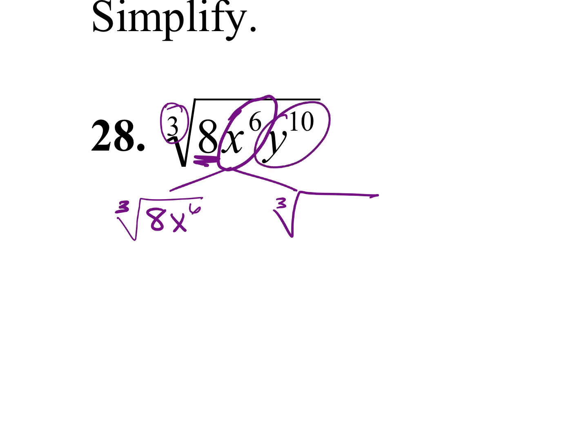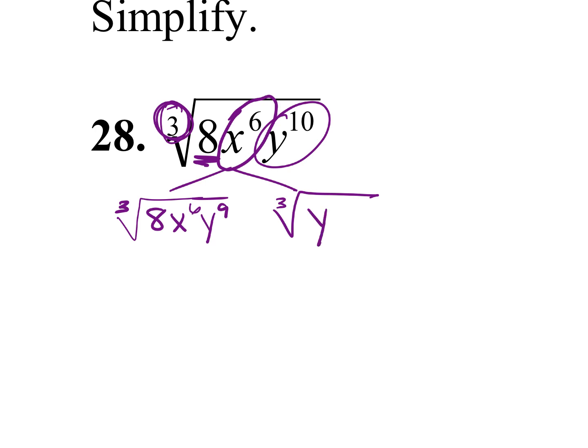Is 10 divisible by 3? No. Is 9 divisible by 3? You just work your way down, right? So this is going to be y to the 9th, which leaves us with what under the non-perfect side? Y. Just y to the 1st, okay?